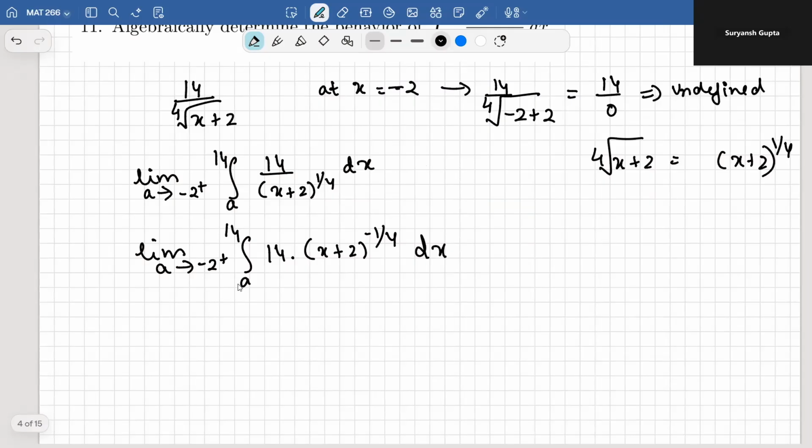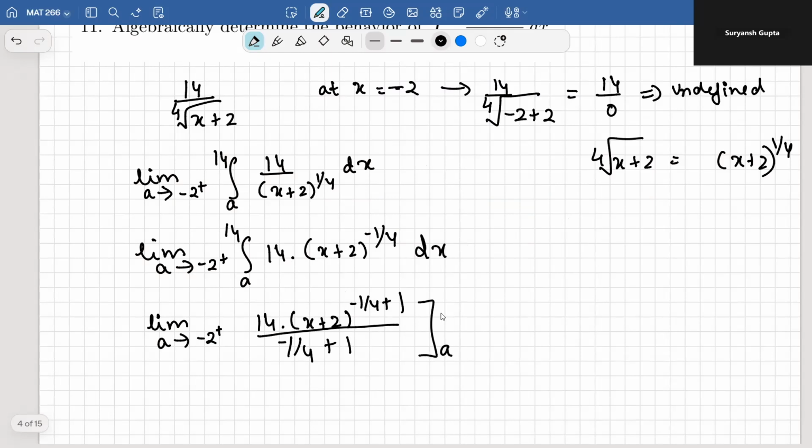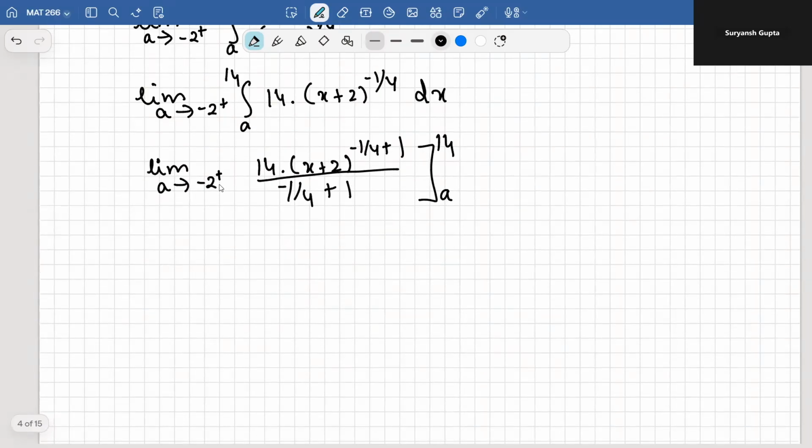So now I can do my integral here, and I end up getting the limit as a tends to negative 2. For x plus 2 to the power minus 1 by 4, we would use the power rule here. So I would get (x plus 2) to the power minus 1 by 4 plus 1, divided by minus 1 by 4 plus 1, and the bounds are a to 14. When I simplify, I would end up getting negative 2 1/4 times (x plus 2).